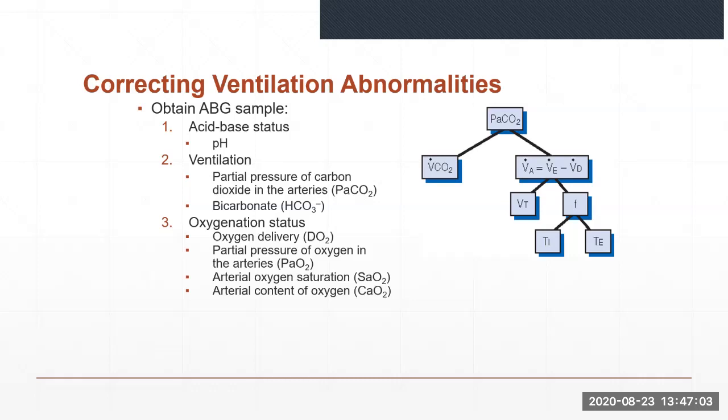Once an initial physical assessment is performed, an arterial blood gas sample should be obtained to evaluate the patient's respiratory and acid-base status. Evaluation of ABG results can be divided into three parts: acid-base status, including pH, alkalinity, acidity, and bicarbonate; ventilation, PaCO2, or partial pressure of carbon dioxide; and oxygenation status, including SaO2, CaO2, and oxygen delivery.